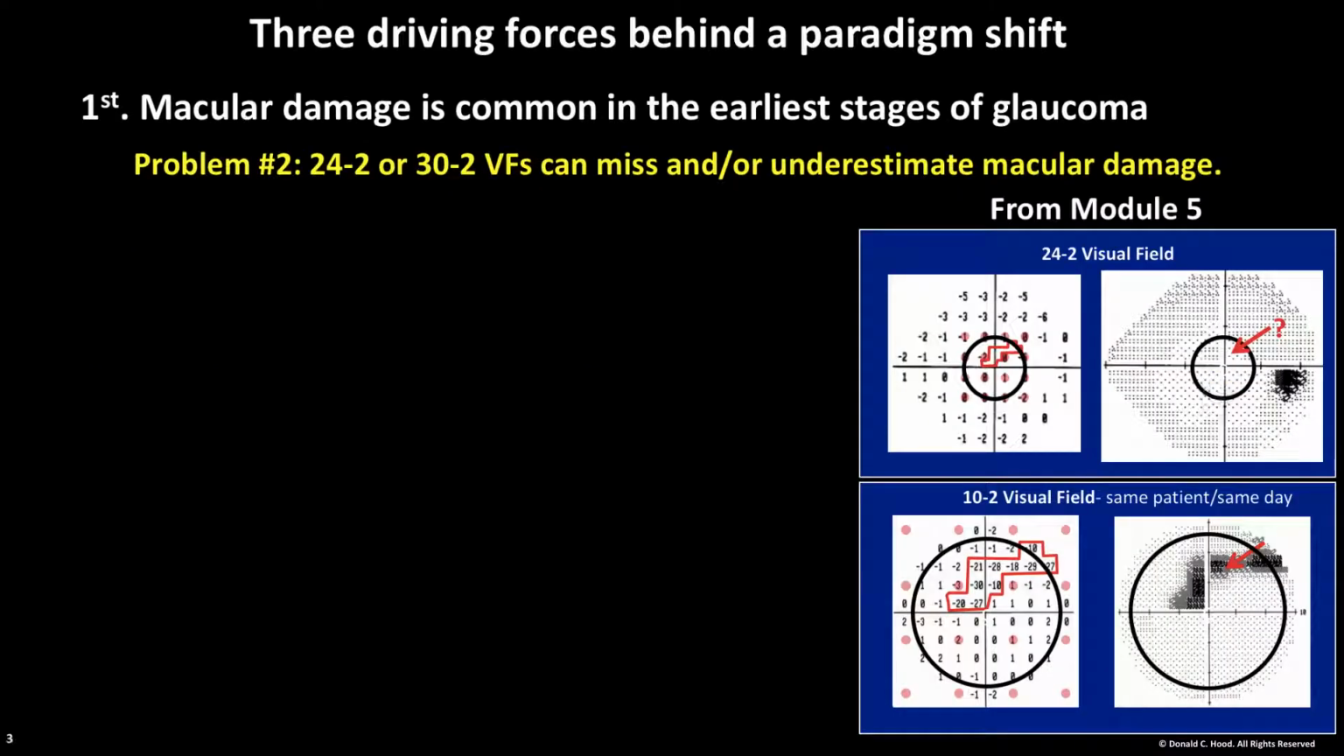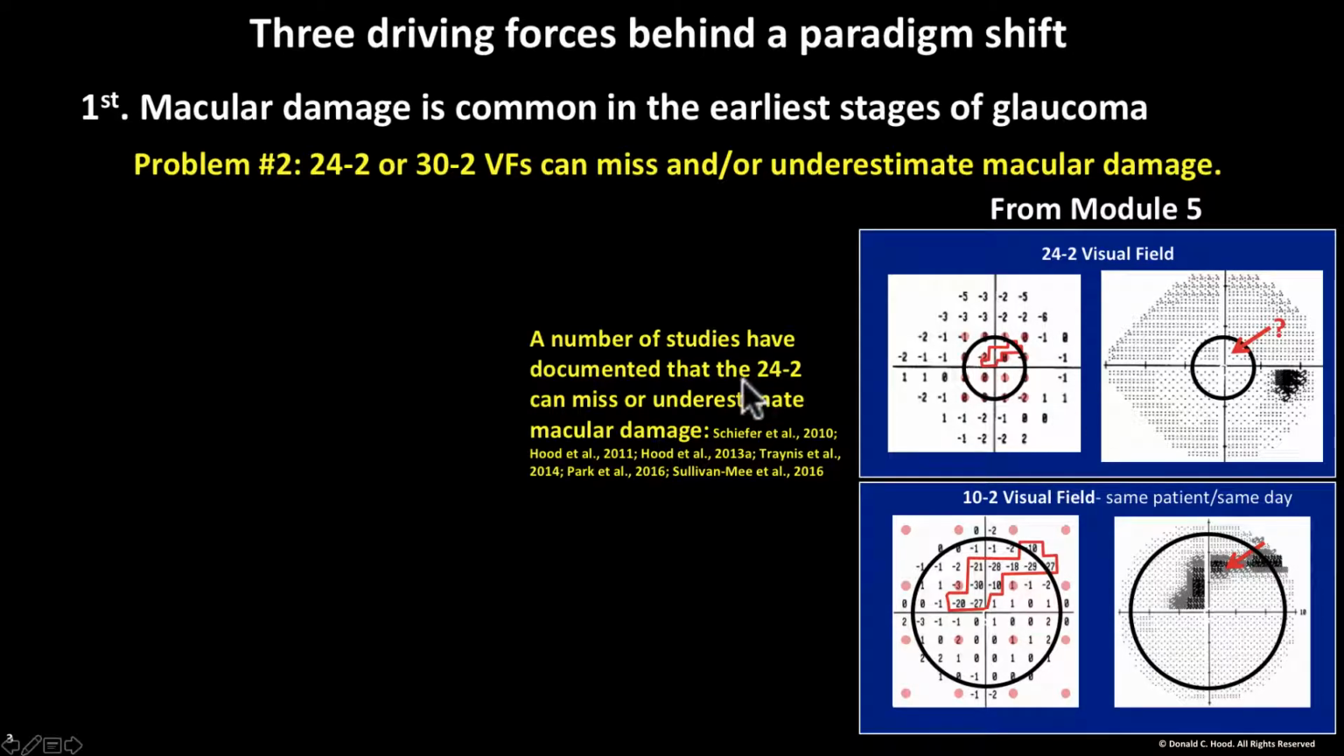All right, the second problem is that the 24-2 or 30-2 visual fields, because they have such a gross grid for testing, remember the points are spaced every 6 degrees, can miss or at least underestimate macular damage. So here's an example. It's not unique, although it may be extreme. There are a number of studies that have documented that the 24-2 can miss or underestimate damage.